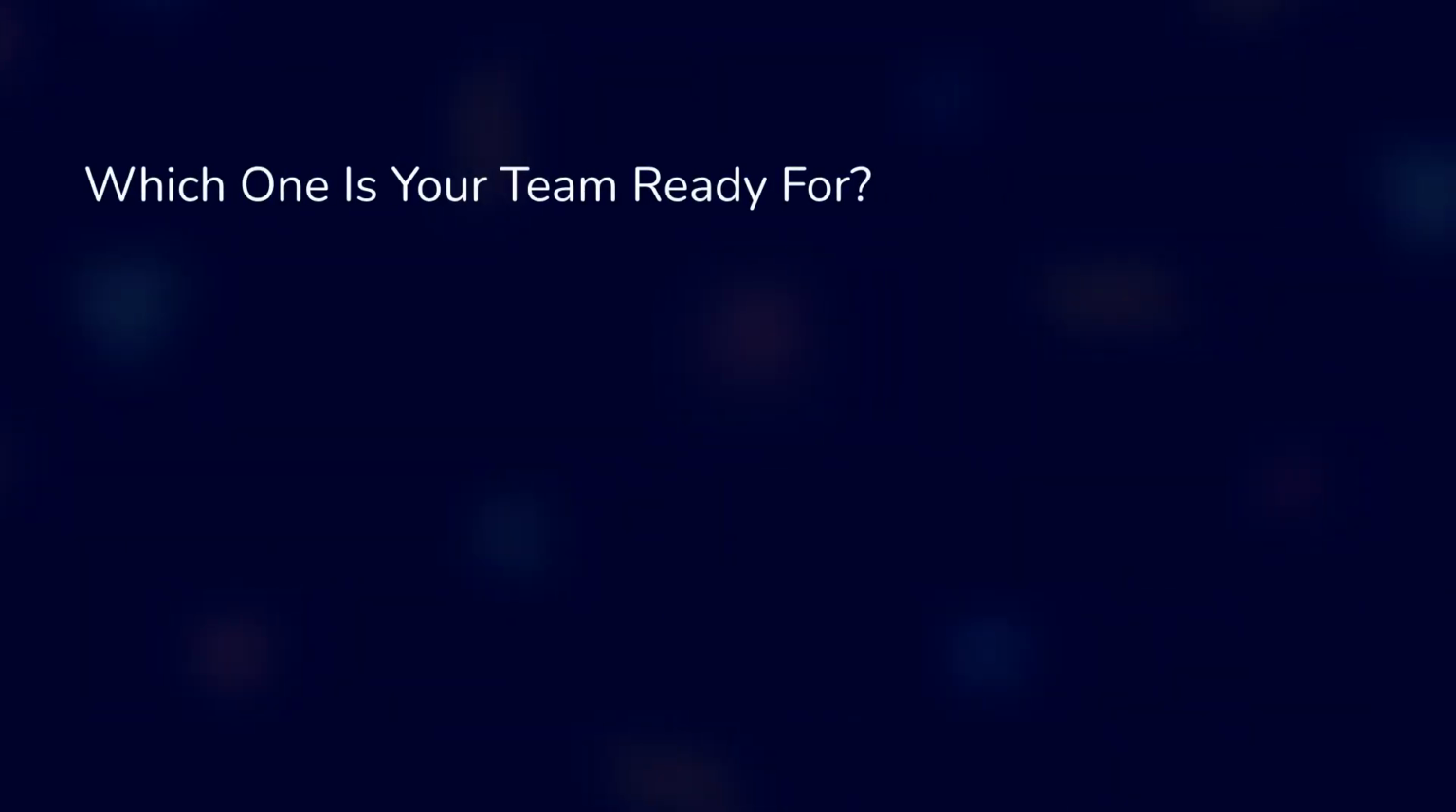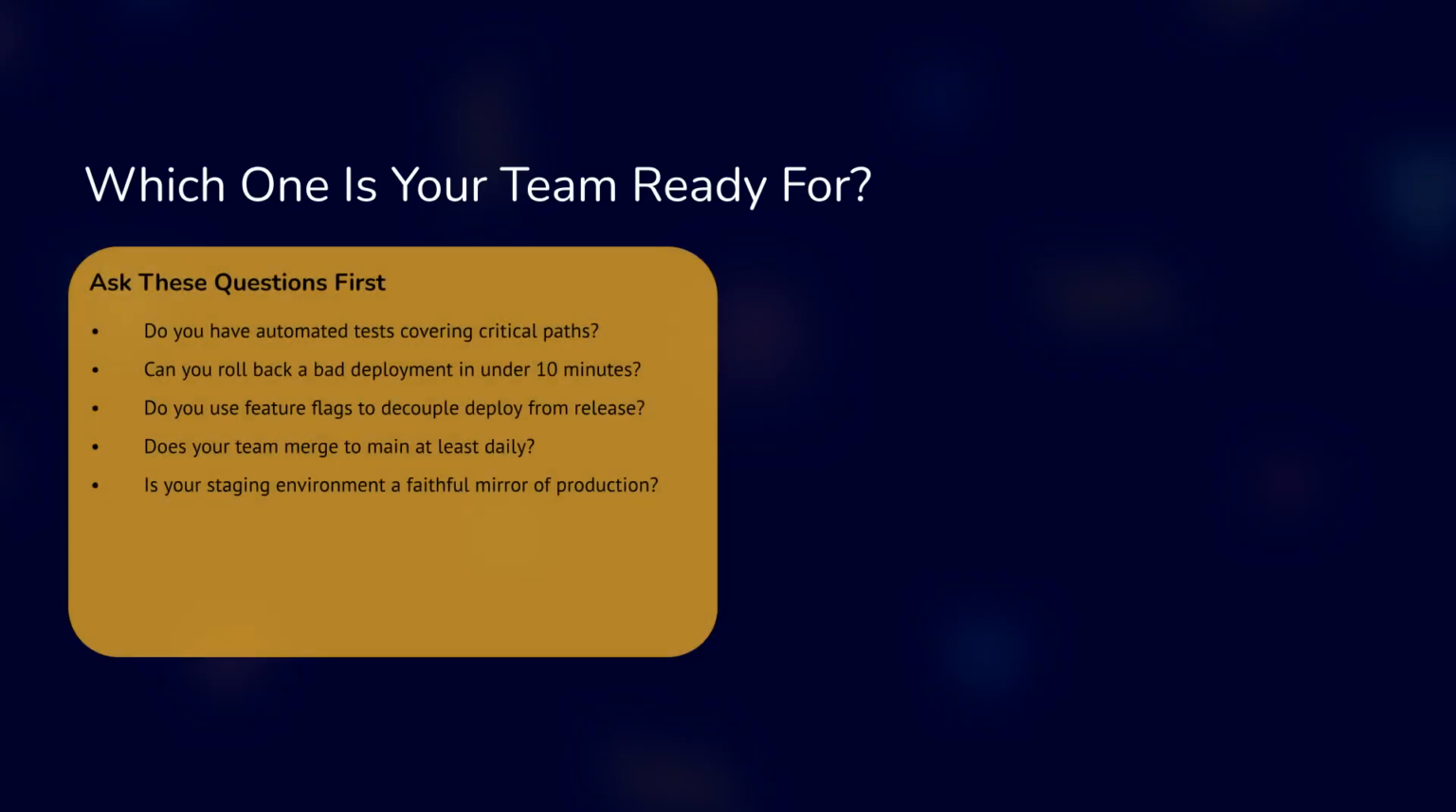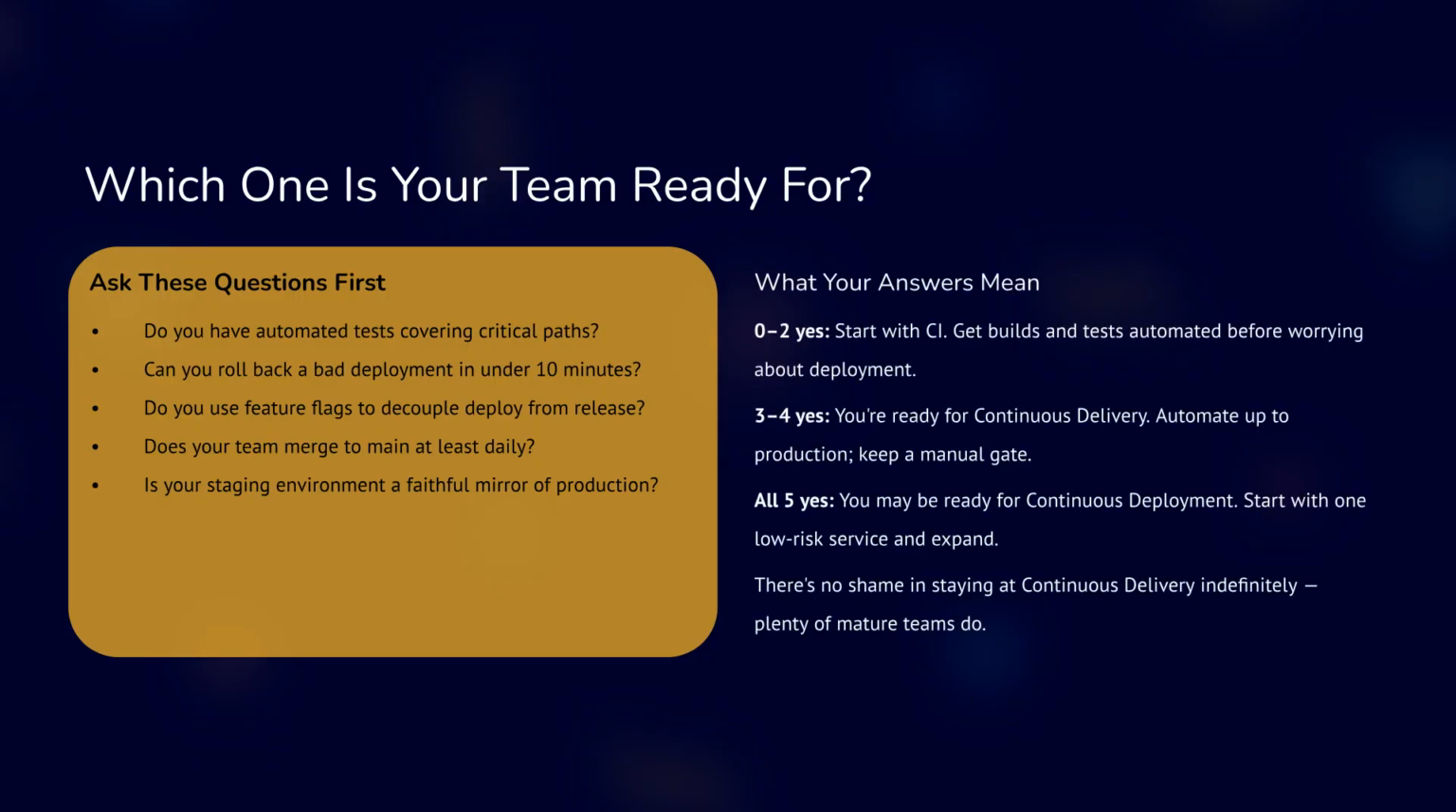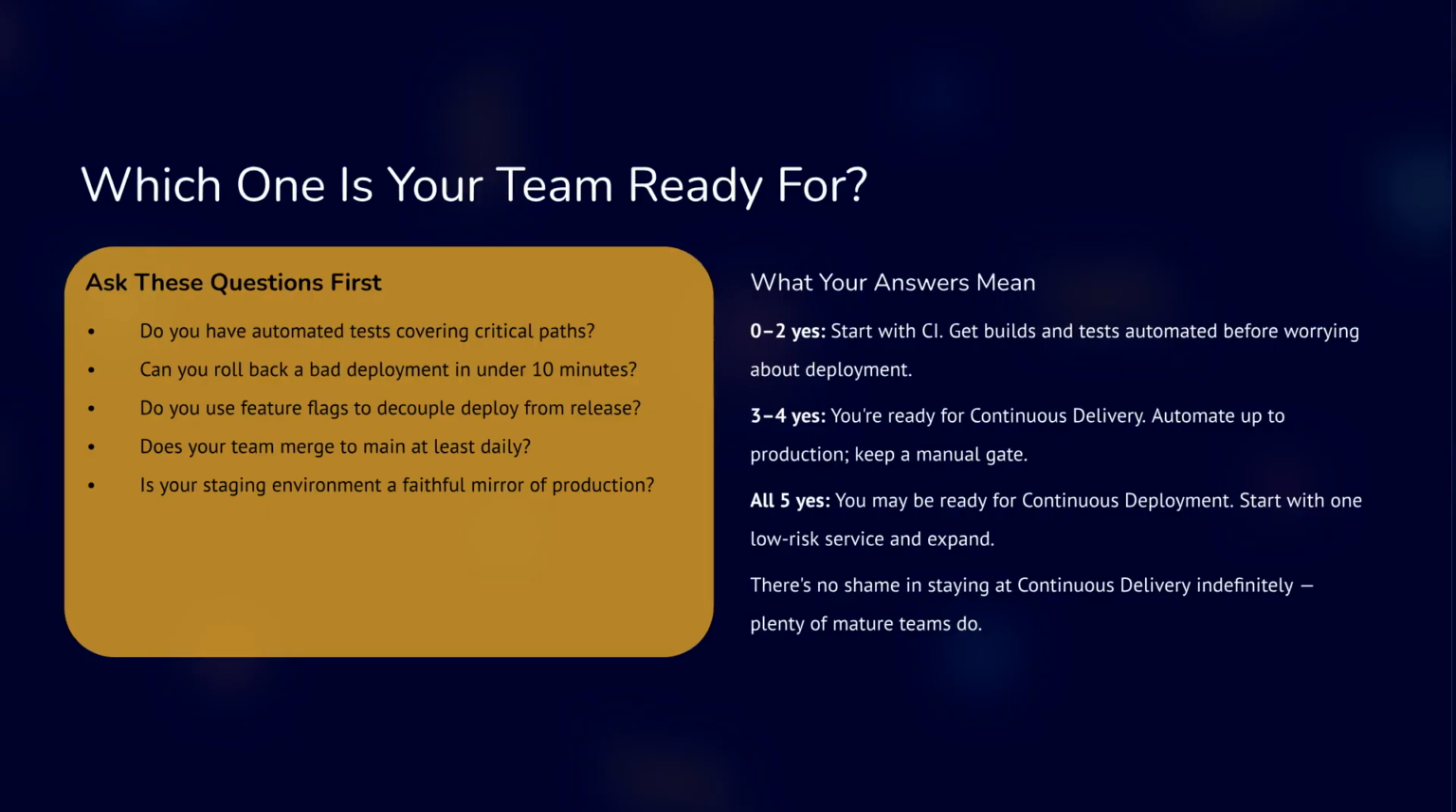To find out which level of automation your team is ready for, ask 5 key questions about testing, rollback capabilities, feature flags, merge frequency, and environment mirroring. Your number of yes answers will indicate if you are ready for CI, continuous delivery, or continuous deployment.